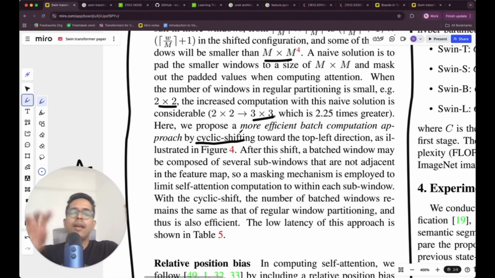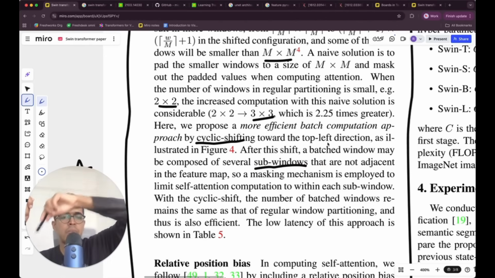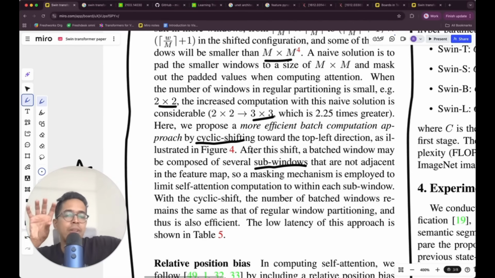Cyclic shifting is why the left hand top corner item, right hand top corner, left hand bottom corner, and right hand bottom corner, they all became window ID 0. So that is because of the cyclic shifting. After the shift, a batched window may be composed of several sub windows that are not adjacent in the feature map. You saw that sub window number 0 on the top right, sub window 0 on the bottom left and bottom right, they are actually not adjacent in the feature map, but those 4 sub windows make the window number 0. So a masking mechanism is employed to limit self-attention computation to within each sub window.